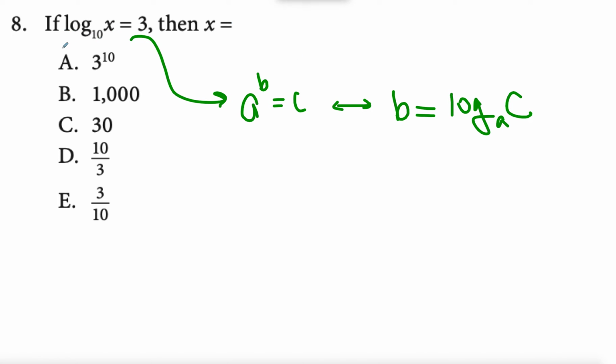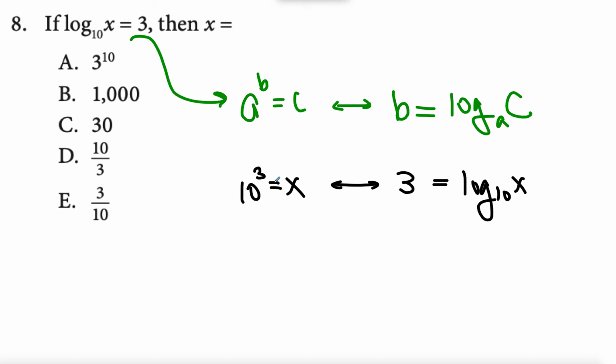When I have the given value, log base 10 of x is equal to 3, how am I going to write that as an exponential function? Notice that 10 is the base, just like how a was the base. And b was the exponent because b was the logarithm. Here 3 is the logarithm, meaning 3 is the exponent. That's equal to c, which is the result, here x. So x equals 10 to the 3 power. What's 10 to the 3 power? That's equal to 1000. Hence, choice B becomes the answer.